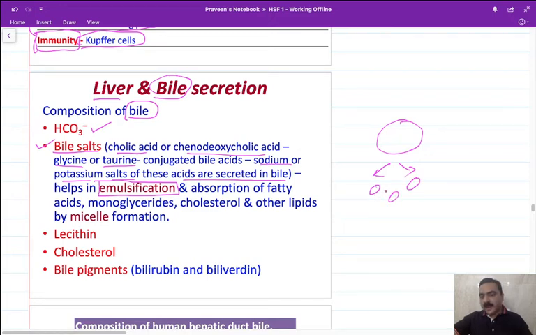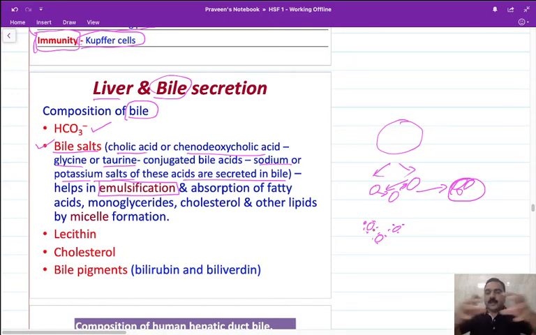Surface tension, attraction between them. They attract to each other, so they will try to come back, coalesce and become the large droplet again. When you have a large droplet, the surface area is decreased. So in order to have a large surface area, you need them to remain separated. So what happens? The small droplets of the fat get covered by the bile salts, and they prevent the rejoining of them. They don't allow them to come back and coalesce.